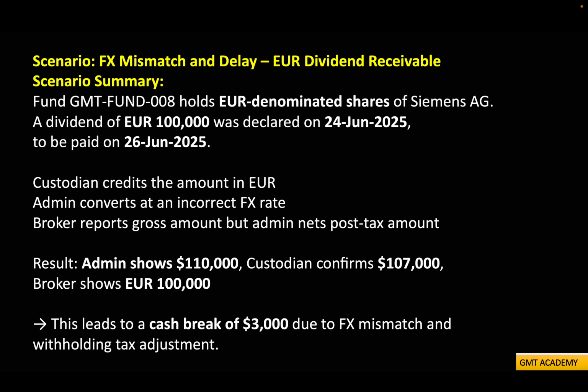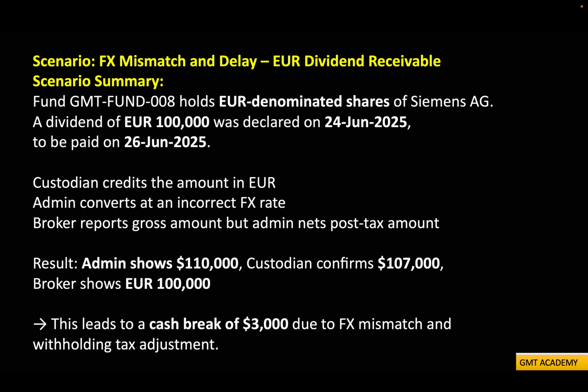So this is a scenario of a cash break. The custodian credits an amount in euro, and the admin converts at an incorrect FX rate, due to which we get a cash break. The broker reports the gross amount but the admin posts the net amount. The admin shows 110,000 as the balance, the custodian shows 107k, and the broker shows 100k euro.